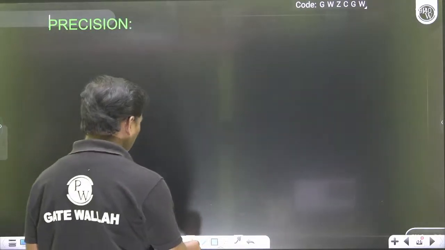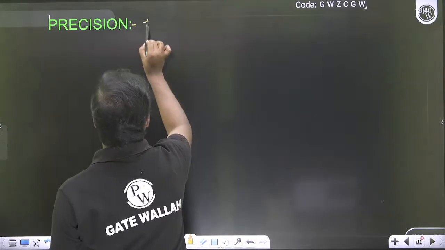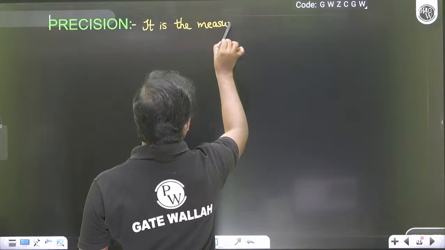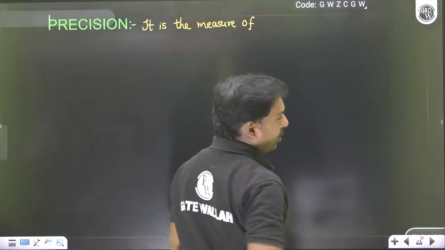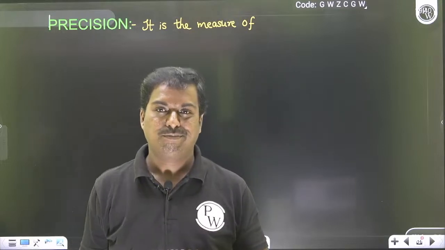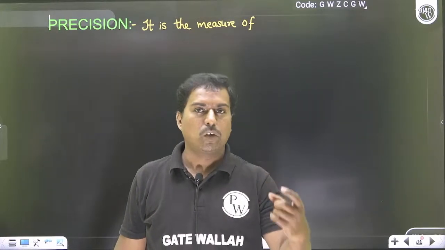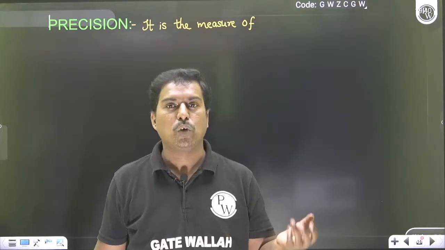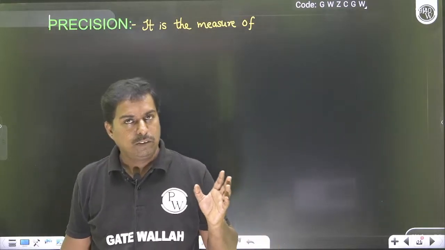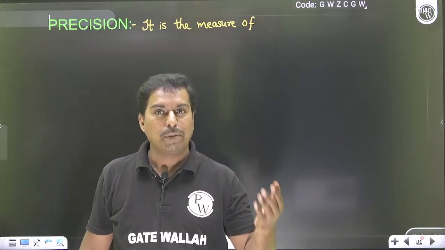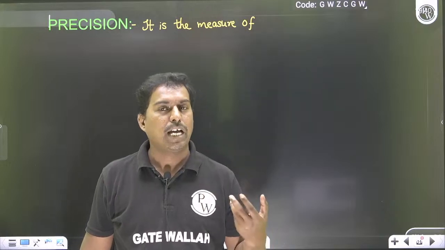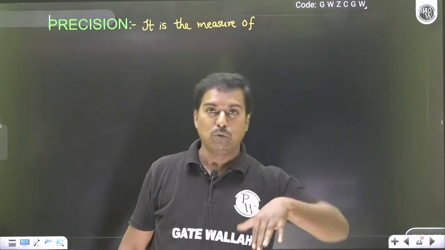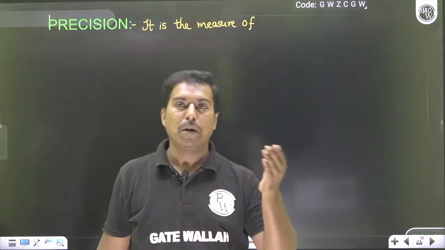Precision means it is a measure of repeatability. How far you are able to repeat the same value. Suppose I am measuring a particular voltage across a resistor. The voltage across a resistor should actually be 5 volts as per the voltage division rule. But I am using a voltmeter to measure. I am the first person, I got 4.8 volts. The next student has measured and got 4.75 volts. The next student is getting 4.81 volts.